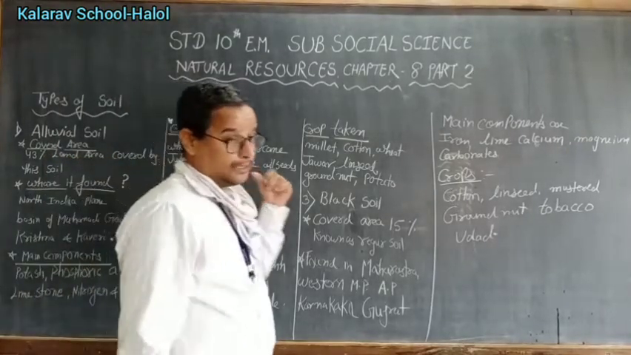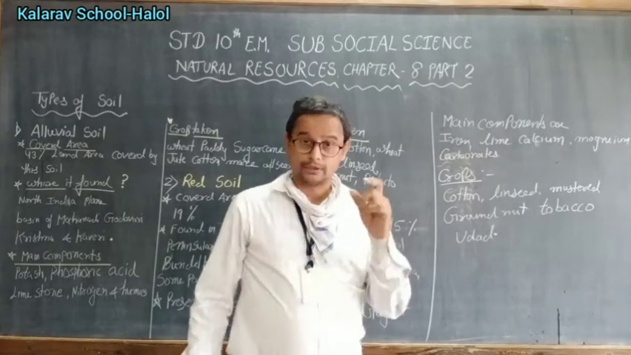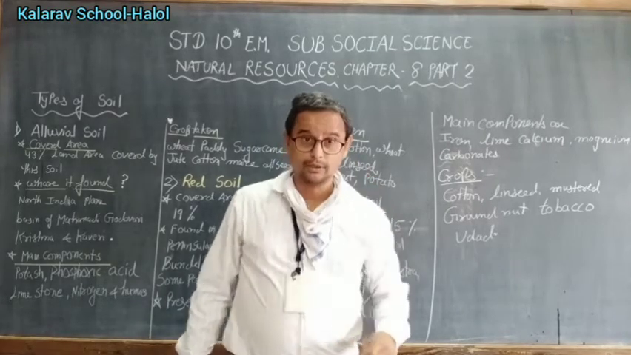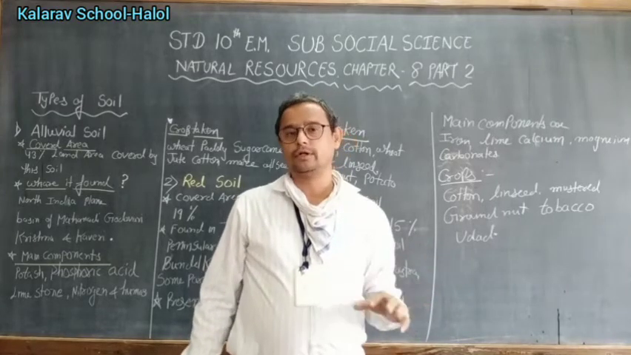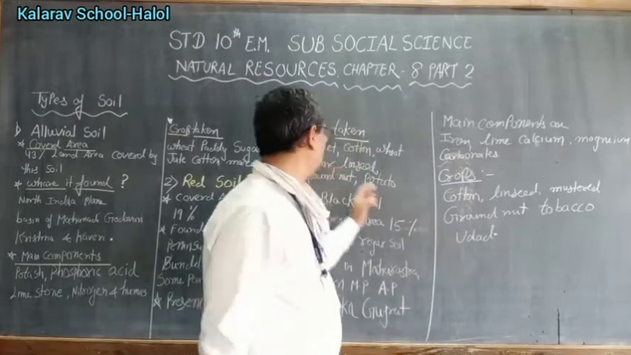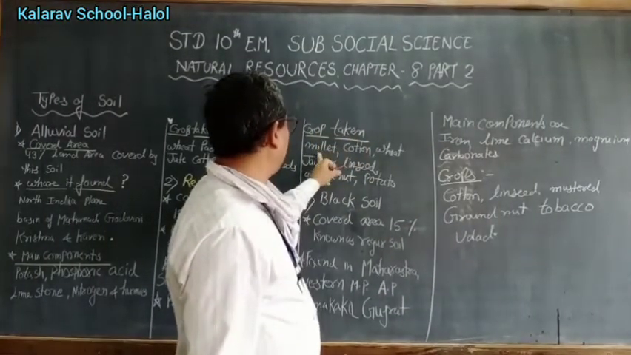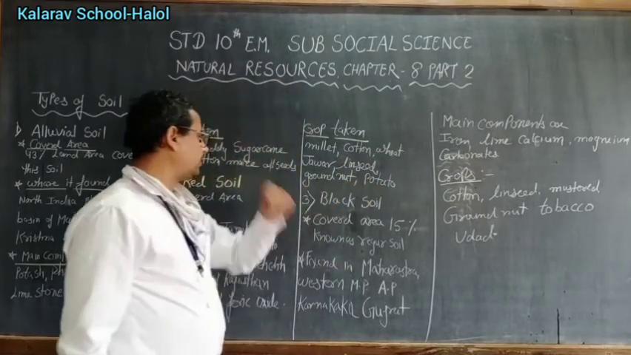This soil is good for different kinds of dry fruit, especially cashew nut. In certain parts of Karnataka it is found and cashew nut is grown very abundantly in this soil. Other crops are millet, cotton, wheat, jowar, linseed, groundnut and potato.